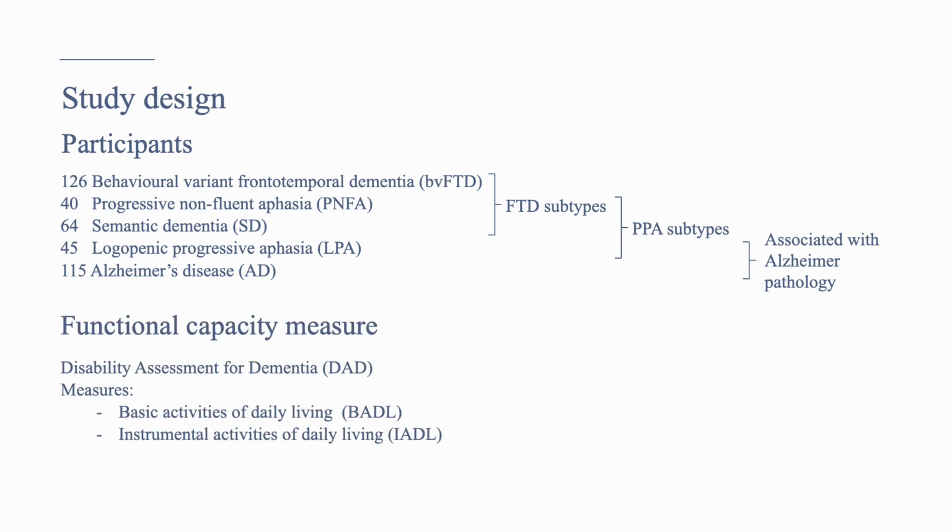The functional capacity tool that we used in this study was the Disability Assessment for Dementia, or the DAD. The DAD is a carer-rated survey and is able to measure both basic and instrumental activities of daily living. For this measure, lower scores mean worse outcome.